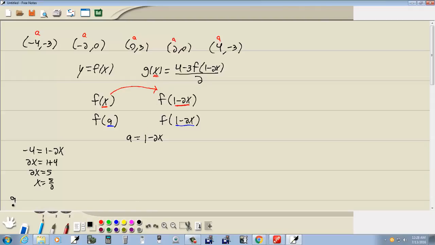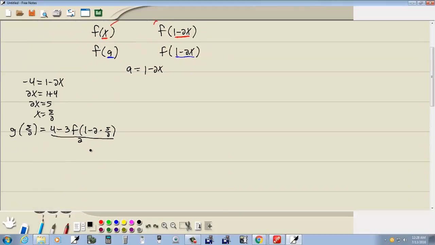So we can find g of 5/2, and we'll plug 5/2 in. So we've got 4 minus 3 f of (1 minus 2 times 5/2) all over 2. Then we've got 4 minus 3 f of (1 minus 5), since the 2's cancel, which is f of -4, over 2.